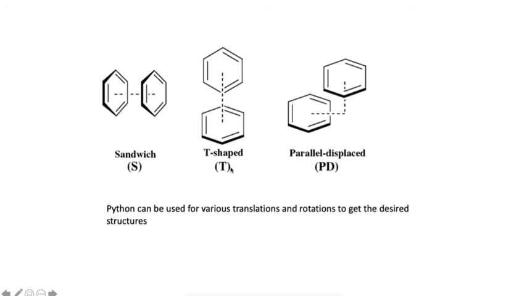benzene structure. If you want to do T-shaped and you have the coordinates of just one benzene ring, you could do the translation, and then you could do a 90-degree rotation, and you could easily create a T-shaped structure for benzene. And similarly, the parallel displaced one would contain two translations, one in the x-axis and one in the y-axis, and this way you could create the structure for the parallel displaced benzene ring.